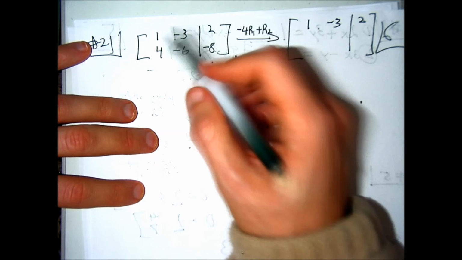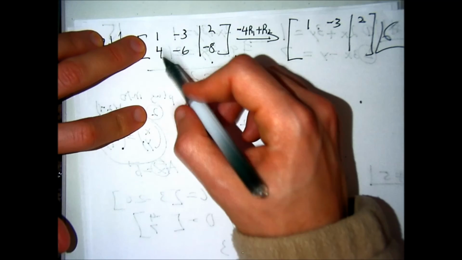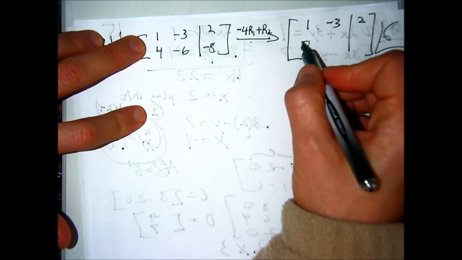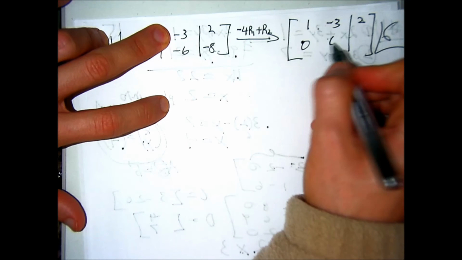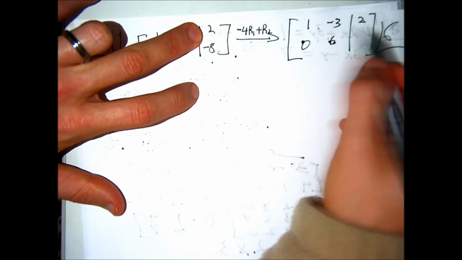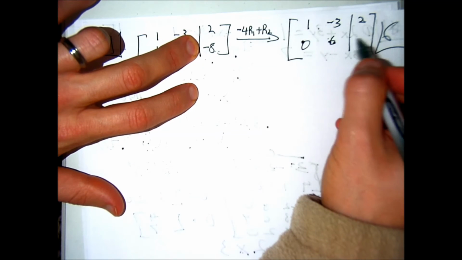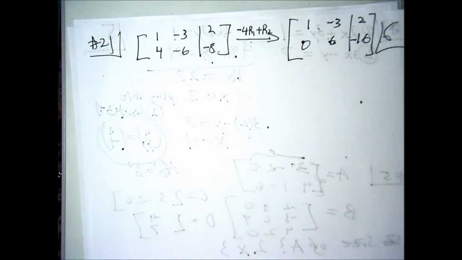So -4 times 1 is -4, plus 4 is 0. -4 times -3 is 12, plus -6 is 6. Negative 4 times 2 is negative 8, plus negative 8 is negative 16. Okay, and that's it. We're not solving it, we're just doing the raw operations. They're just really giving us baby steps here to get used to it.